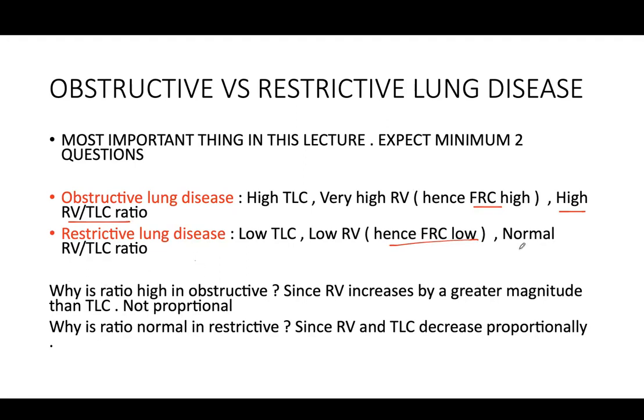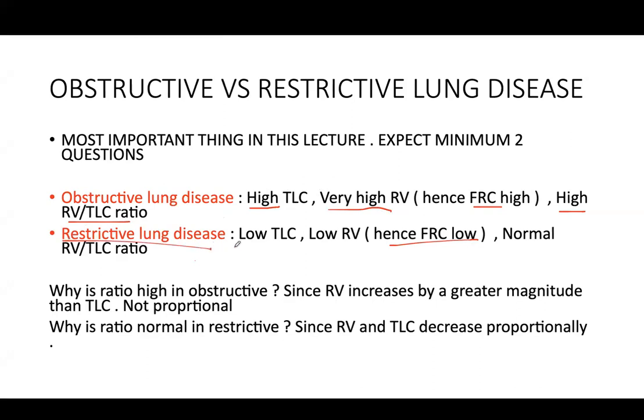Now, let's just break this down a bit. High TLC means in obstructive lung diseases, the total lung capacity is going to increase. Very high RV means in obstructive lung disease, residual volume is going to increase. And the high ratio. Why is the ratio high? The ratio is high because residual volume is very high, but TLC, or total lung capacity, is only high. So there's a difference in magnitude. It's not proportional. And because of that, there's a ratio. And the ratio would be high RV over TLC. When you divide this by this, it's going to be more than you would expect normally.